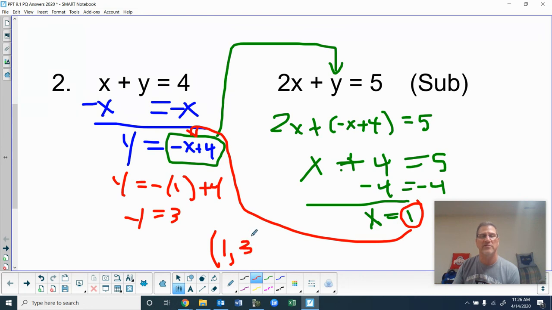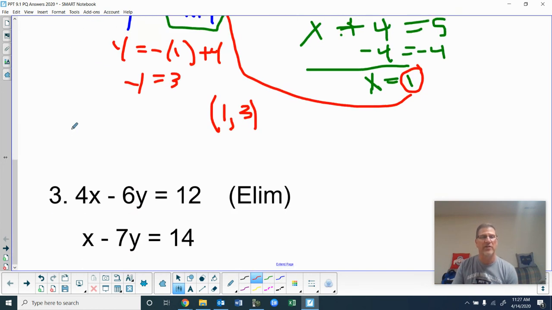So the first one, x was 3 and y was 1. This one, x is 1 and y is 3. Okay, again, substitution: getting one of the variables alone and substituting into the other equation for that variable.